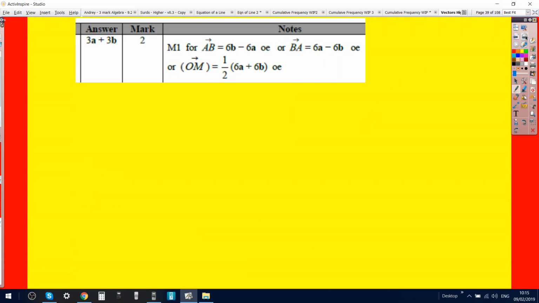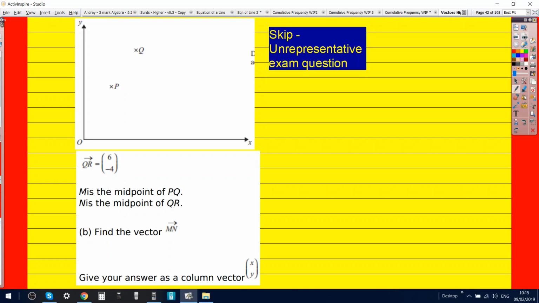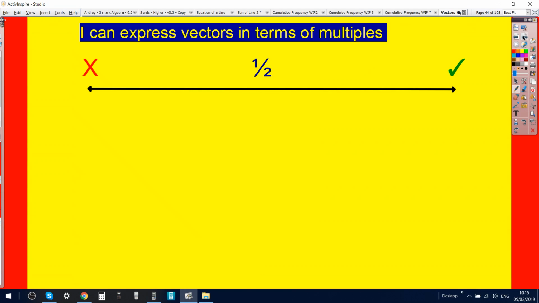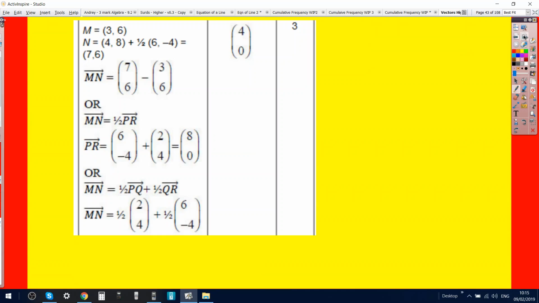Okay. This one, no, that's higher. This one, no. This one, it's not really representative. Like you can see there's a million questions that look like the ones we did, and then there's just this one weird one. It's not worth your time.